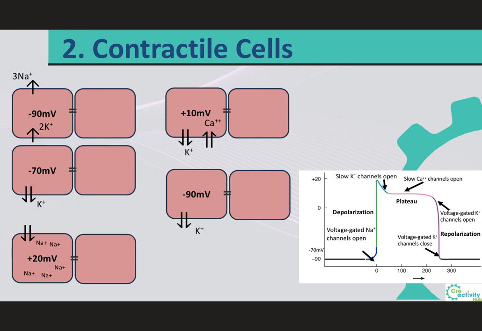Now remember that these cells are muscle cells, right? They are cardiac muscle cells. And what do muscle cells want to do? Well, muscle cells want to contract. So when it is not contracting, not doing its work, we say that it is at rest.